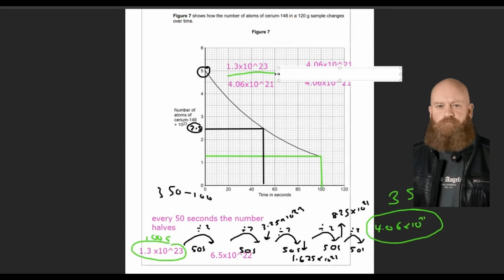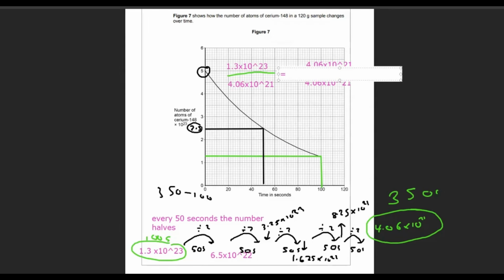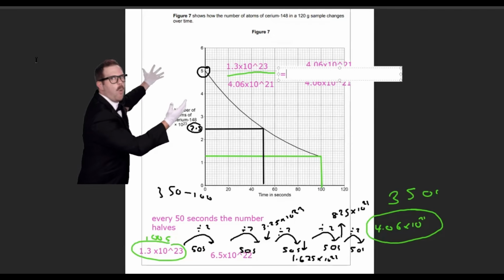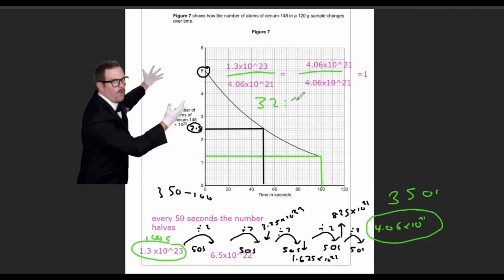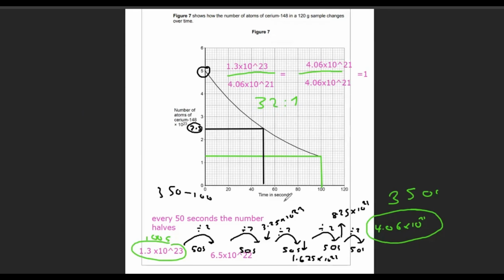Right. Let's get something to 1. So what do we want to do? 1.3 times 10 to the 23 divided by answer. Bish bash bosh. It's 32. OMG. Look at that big fat equation. Right, 32 to 1. That's the answer. Oh my God. I think that's one of the sickest combined science physics questions I've seen. That is disgusting.